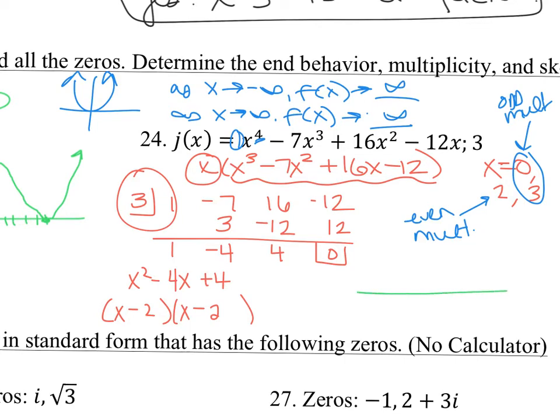So now if I go ahead and sketch my graph, 0 is going to be on one, 3 is going to be on another one, and 2 is going to be on another one. So I start out in the positive world, come down, come through because it's odd, turning point to this one. At 2, it's an even multiplicity, so it's going to bounce back, and then it's going to turn to go through that one.